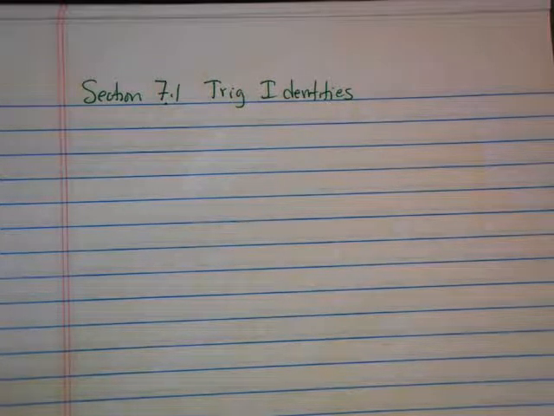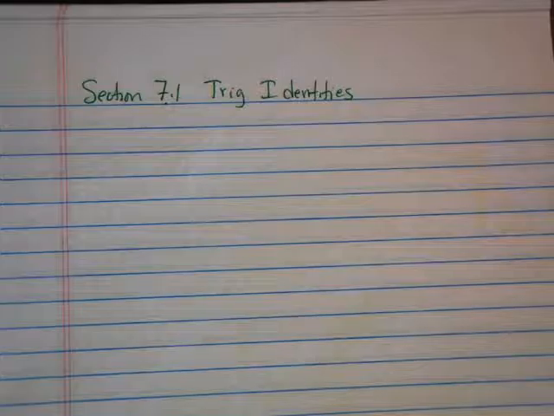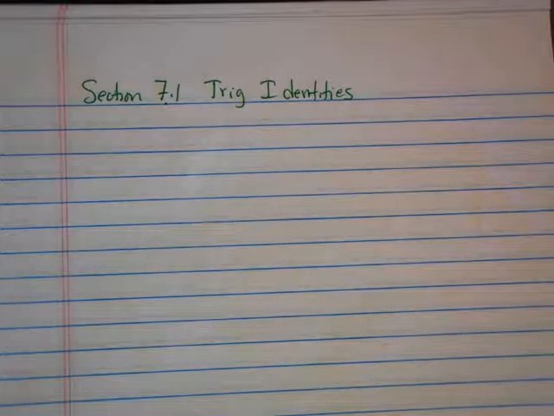All right, Chapter 7, Section 7.1, trig identities. What's an identity? What's an identity in general? It's who I am. It's who I am? Okay. What's a mathematical identity? Who the numbers are.